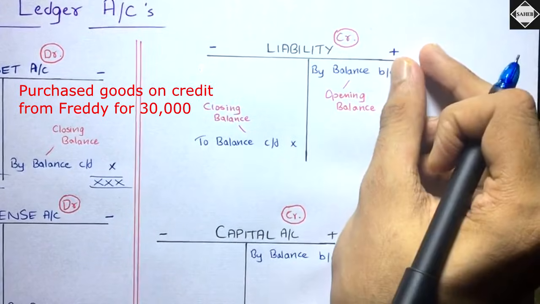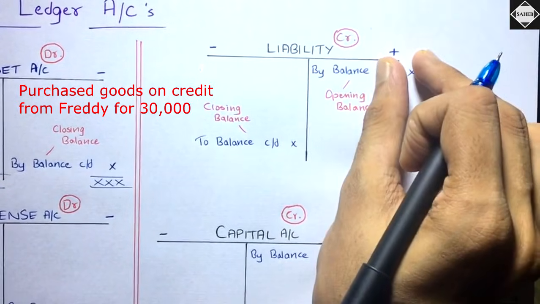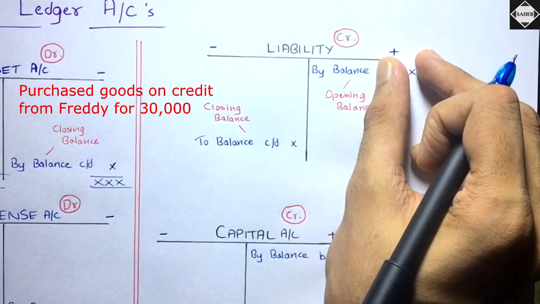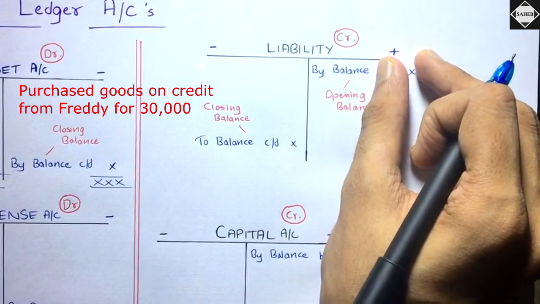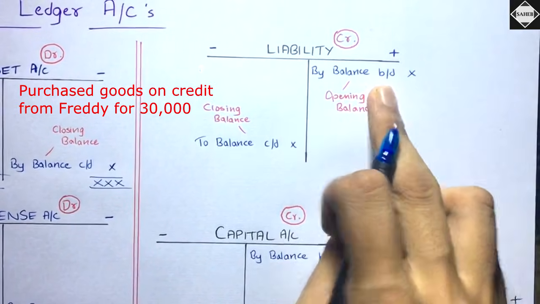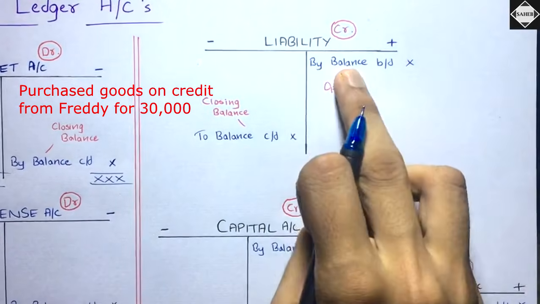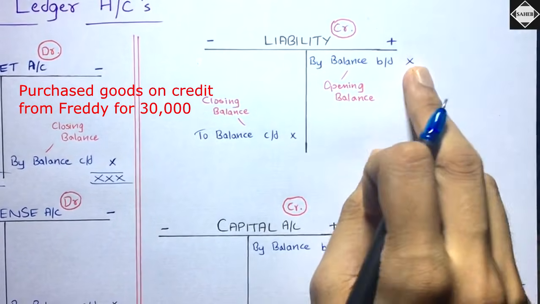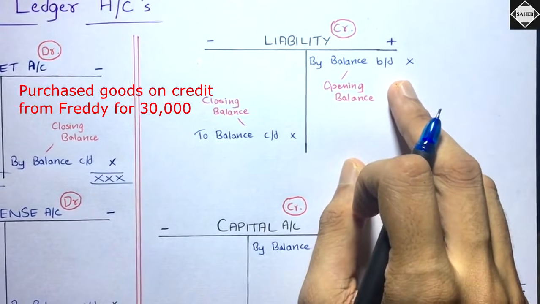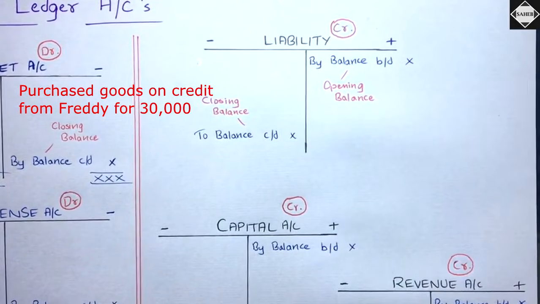So go to the credit side. It is increasing, so go to the credit side. How did it increase? You have made purchases from him. So you will take "by purchases" over here. Freddy account has been credited because of purchases, 30,000, whatever the amount is, you are going to take it over here. Is that clear? So that's how you are going to be doing the postings.